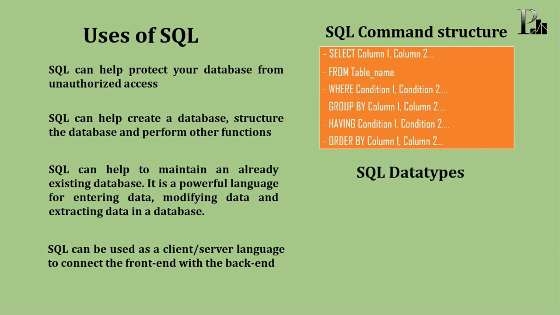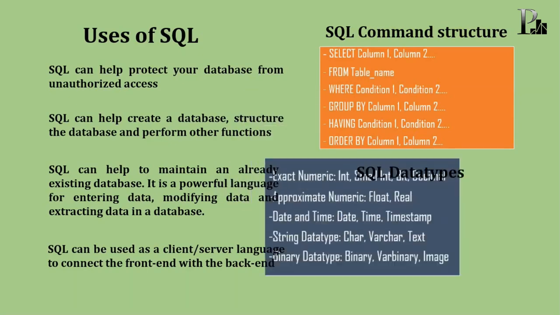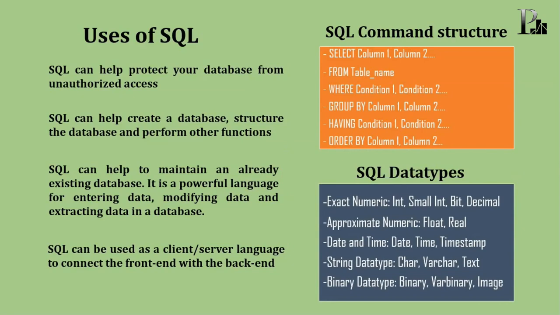So now make we look at the data types in SQL. The kind data types wey we get for SQL na exact numeric, approximate numeric, date and time, the string data type, and the binary data type. So we go learn more about these data types as we continue for this tutorial.